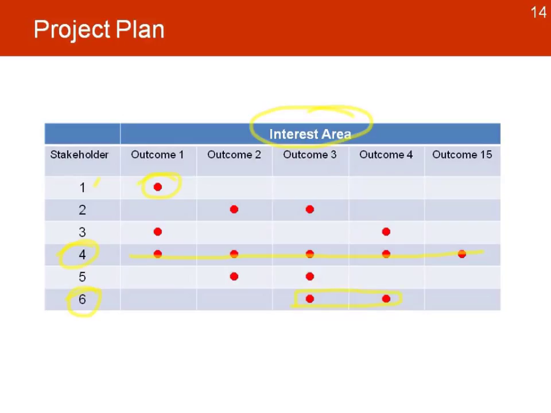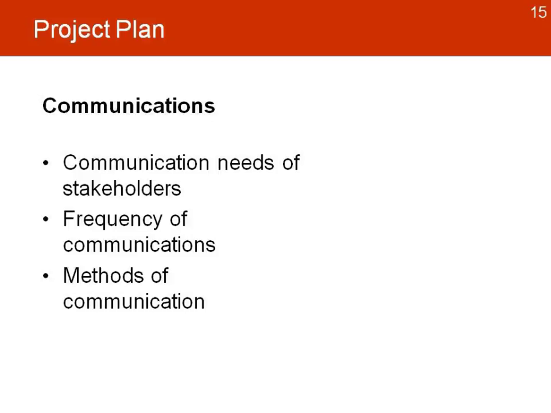Mapping this information with your stakeholders also helps you understand when you need to communicate with them, how you want to communicate with them, and what type of message you want to send. You don't need to send information about outcomes they're not interested in, because you're going to be wasting their time, but it's important that they get the information they need in the areas that they have an interest.